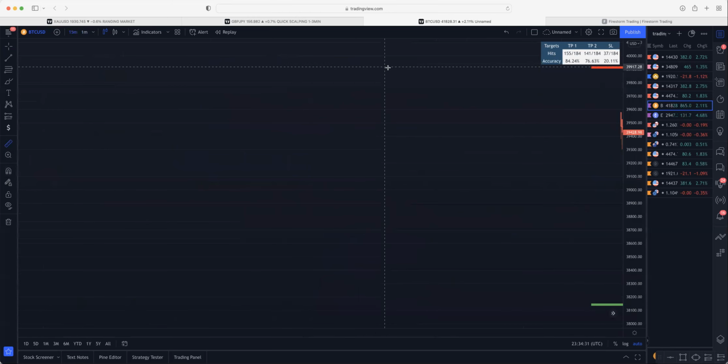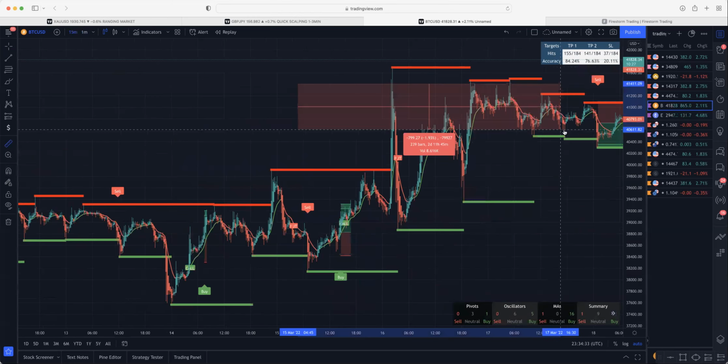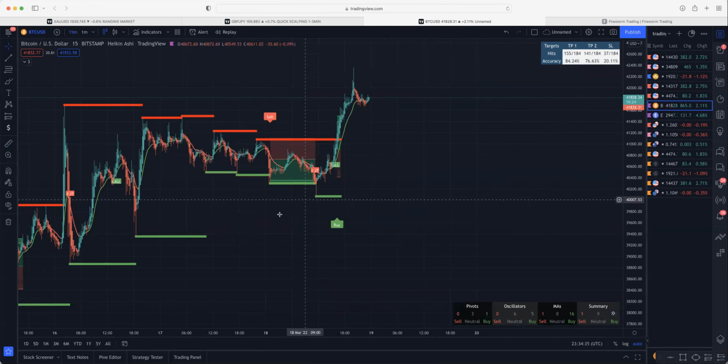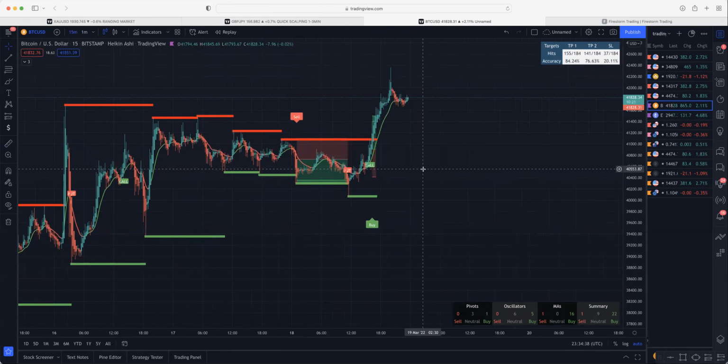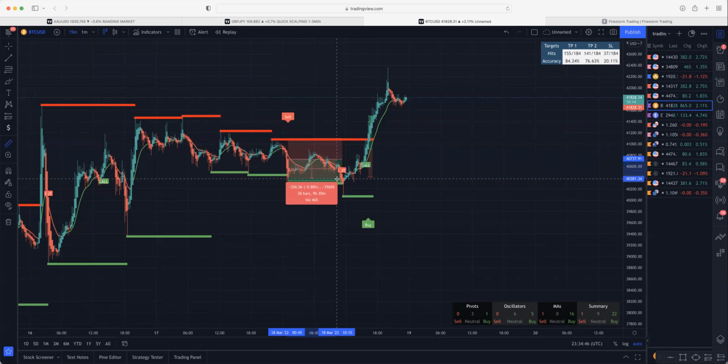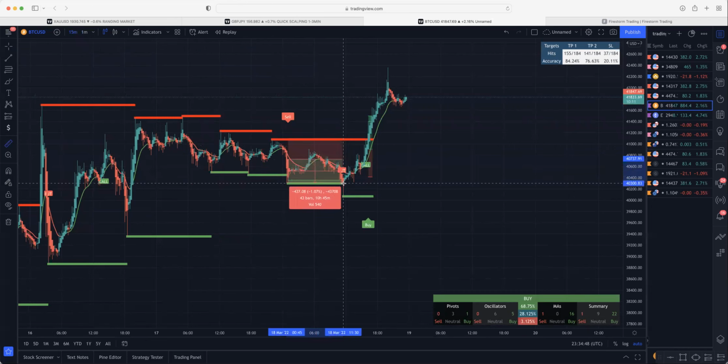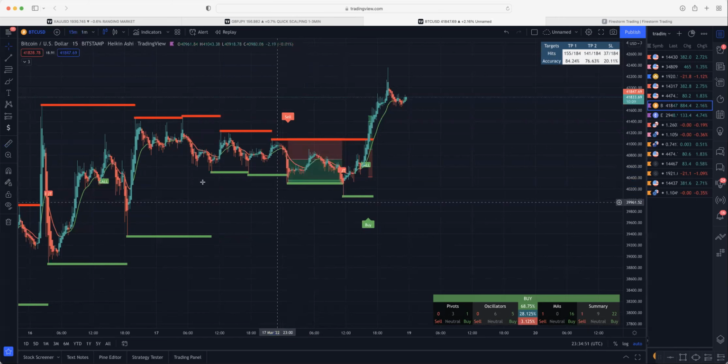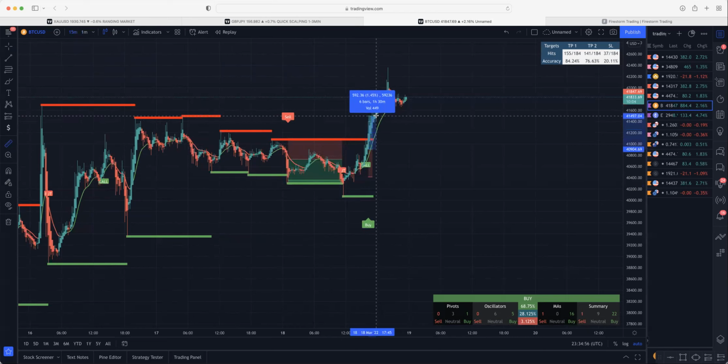Let's go to a 15-minute real quick. Oh, here's a 15-minute. So as you can see, way more pips to be had here. And right here was a beautiful trade, beautiful trade. And as you can see, the accuracy is still great, 84% and 76%. So that's amazing. And here's another beautiful trade.